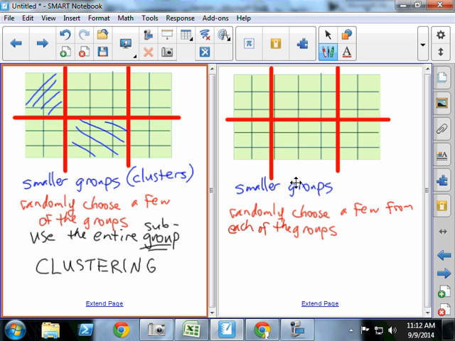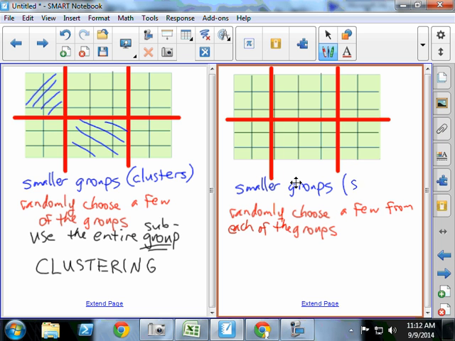Anyway, this other technique, the smaller groups are called strata, or maybe it's stratum. The pluralization with the English language sometimes confuses me. I'm not sure if each one is a stratum or a strata, so you might want to check with your English teacher on that to get the final word. But each one of the subgroups is called a stratum. And what you'll do is randomly choose a few from each of the subgroups.